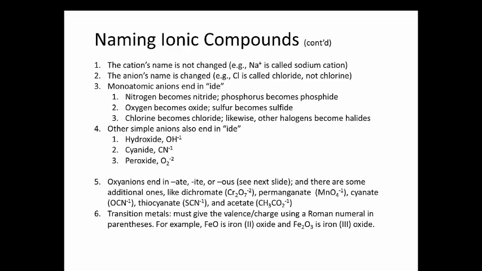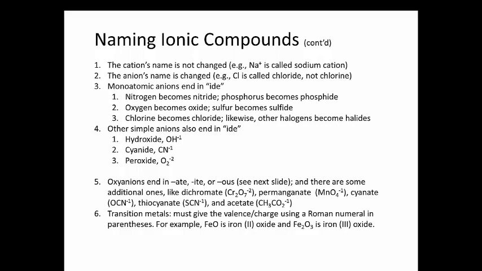Okay, let's continue. As we said, the cation's name is not changed. So for something like sodium chloride, the sodium has the same name as if it were for the element. The anion we changed from chlorine to chloride. And now let's look at this next rule. For monoatomic anions, an anion that comes from a single atom, they end in IDE. Nitrogen becomes nitride, phosphorus becomes phosphide, oxygen, oxide, sulfur, sulfide, chlorine, chloride, fluorine, fluoride, etc.